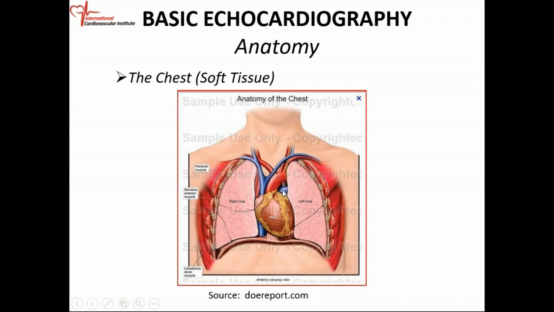Okay, so slightly towards the left side of the chest, you can see the heart. The heart is right there. The heart is flanked by the left lung on the left side and the right lung on the right side. You can see that the left lung has two lobes, an upper and a lower lobe, whereas the right lung has three lobes: an upper, a middle, and a lower lobe.